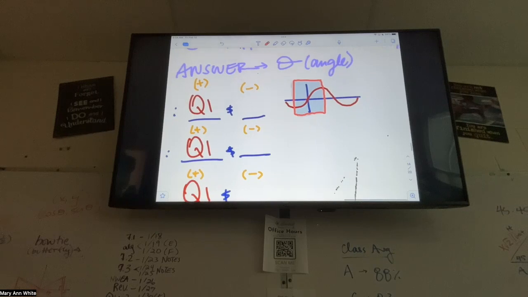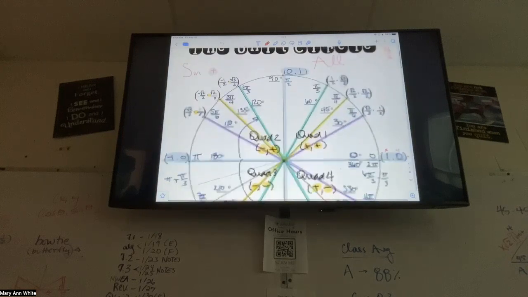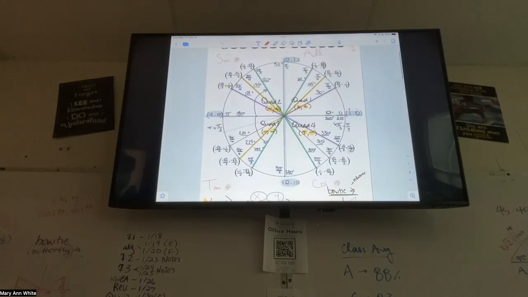If I go to look at my unit circle, we know that in the first quadrant, sine is all positive, sine is my y, so all of these y's are positive. And then in the fourth quadrant, they are all negative. So if I have a positive inverse sine, I'm looking in the first. If I have a negative inverse sine, I'm looking in the fourth.